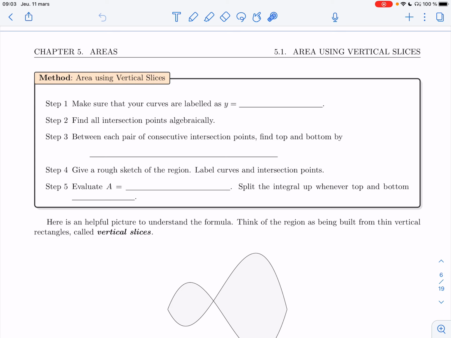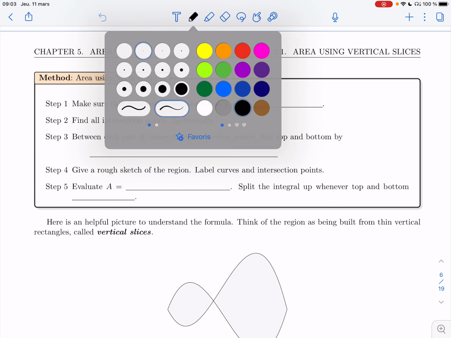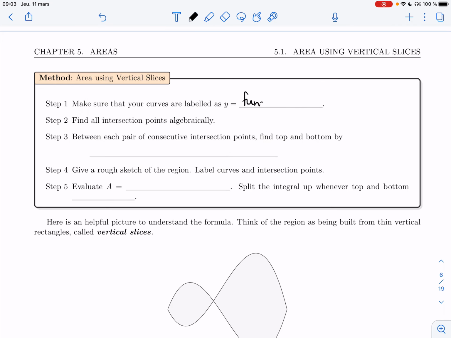Let's recap the method on using vertical slices to compute area. The first thing you need to make sure before you start anything is that your curves are labeled as y equals a function of x. If that's not the case, then you need to isolate y. Then you'd find all intersection points algebraically.